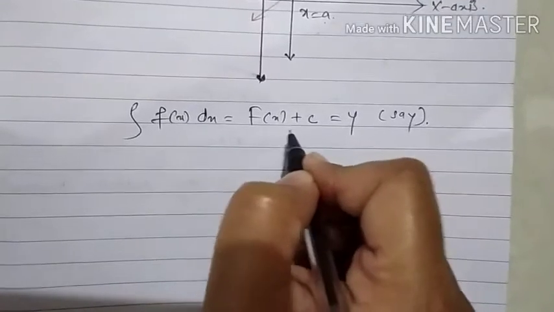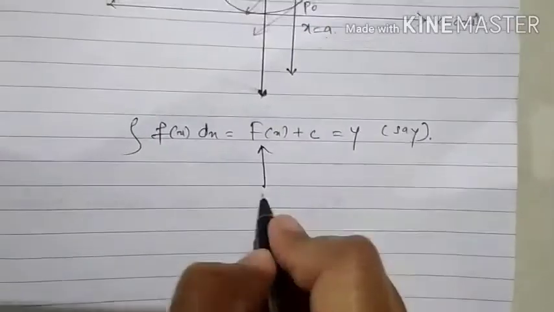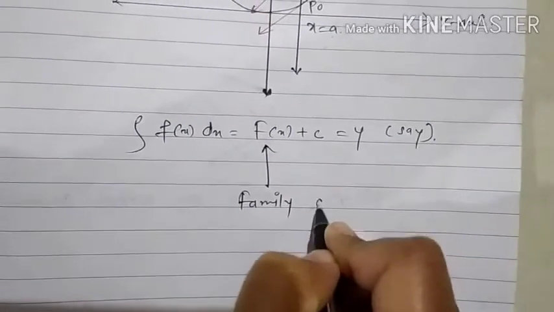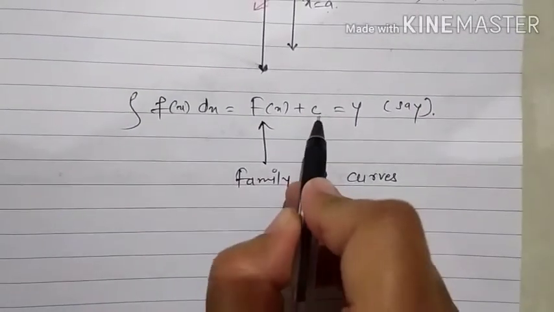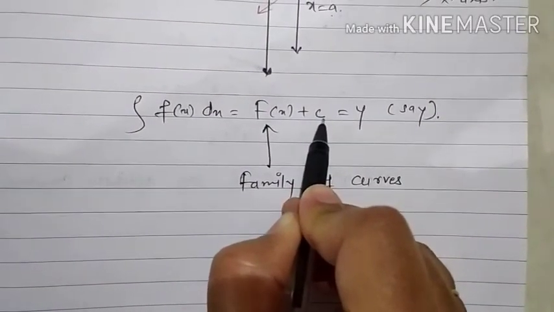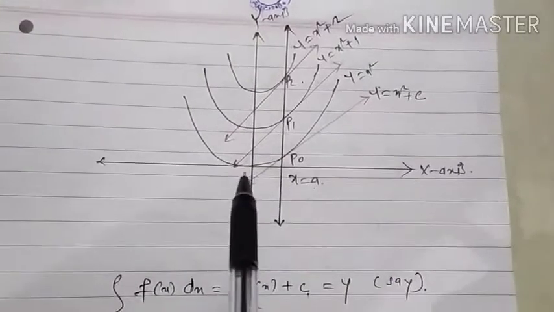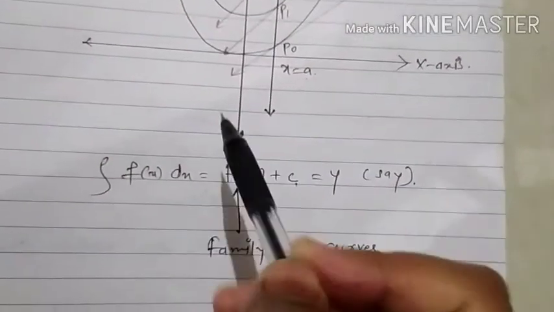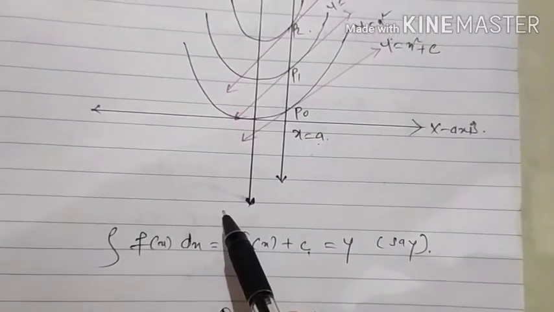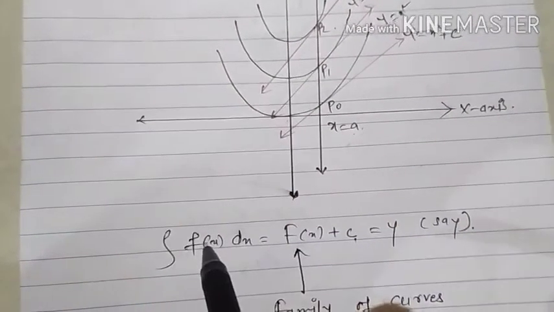The curve y equals capital F of x plus c represents a family of curves, and the different values of c will correspond to different members of this family. As we have seen here, if we change the value of c, we get a different curve. The curves will change, and these members can be obtained by shifting any of the curves parallel to itself. This is the geometrical interpretation of indefinite integrals.